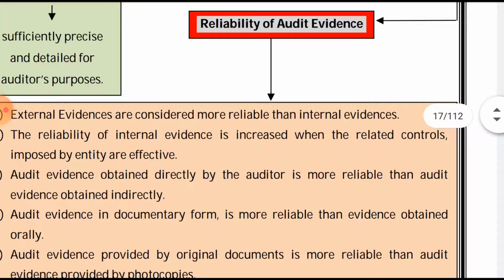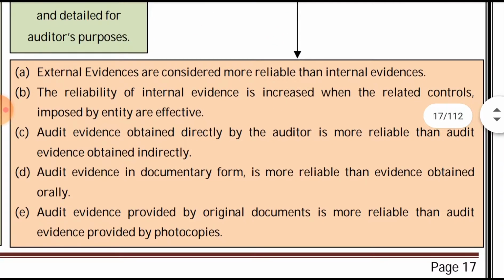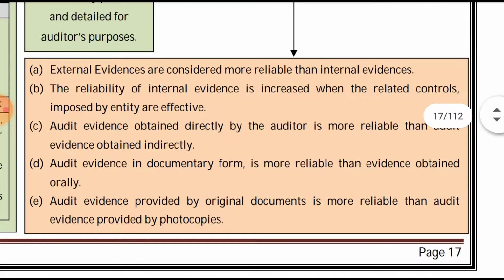Then the last concept is the reliability of audit evidence. This is also a much simpler concept and we can say important as well. There are 5 points in it. External evidence is considered more reliable than internal audit evidence. The reliability of internal evidence increases when the related internal controls imposed by the entity are effective. So external is more reliable than internal, and internal will be reliable if the internal controls imposed are effective.